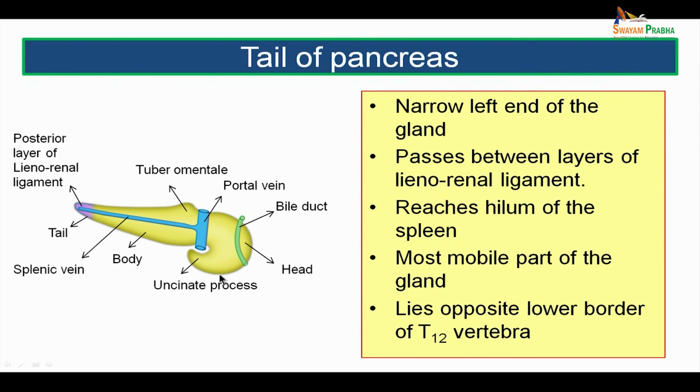This picture again is posterior view of the pancreas, showing the parts, that is the head, uncinate process, the neck, the body and the tail of the pancreas. As is seen here, colored in purple is the intraperitoneal part of the pancreas, which is the tail of pancreas lying between the two layers of the lienorenal ligament.